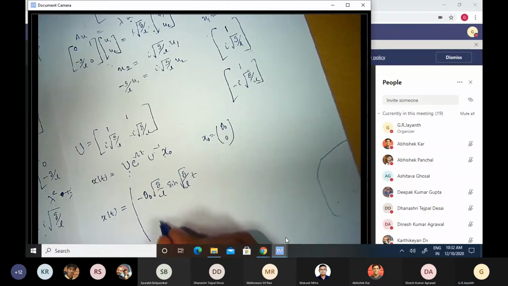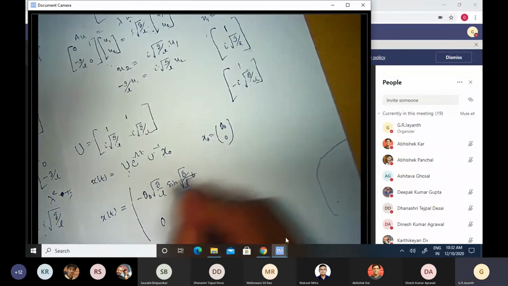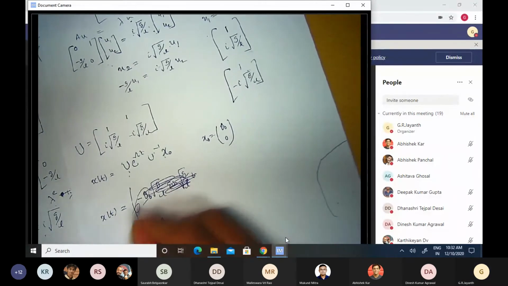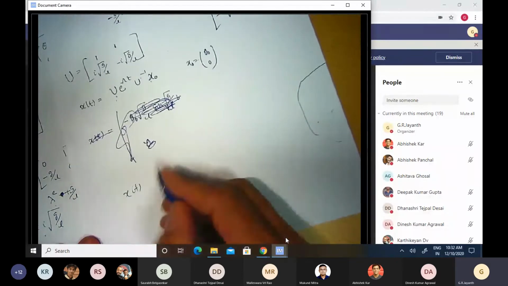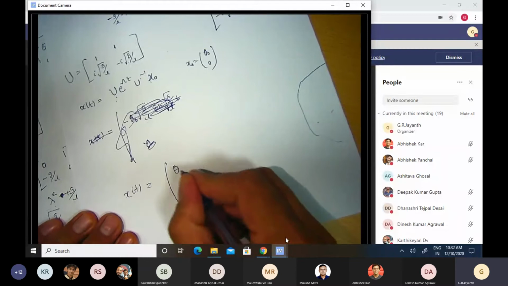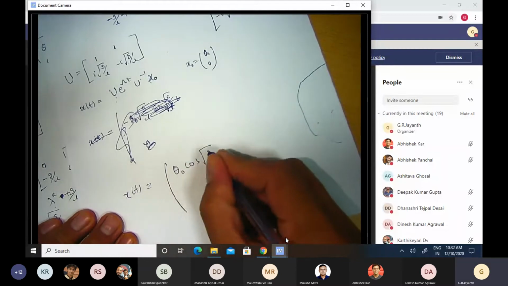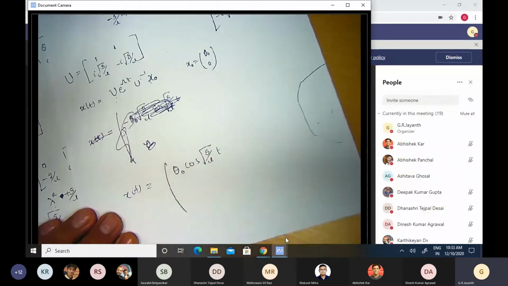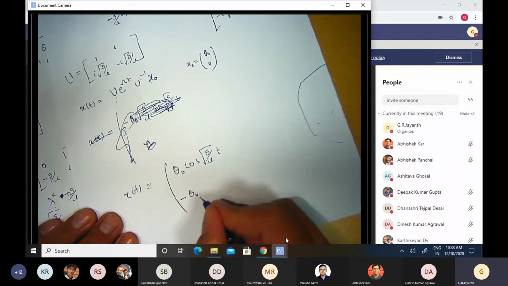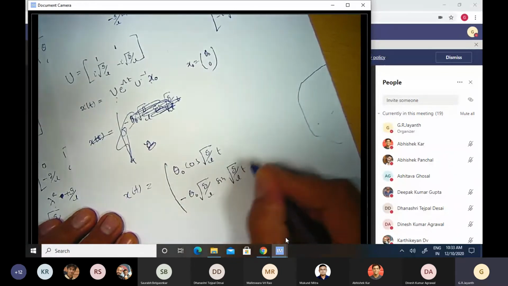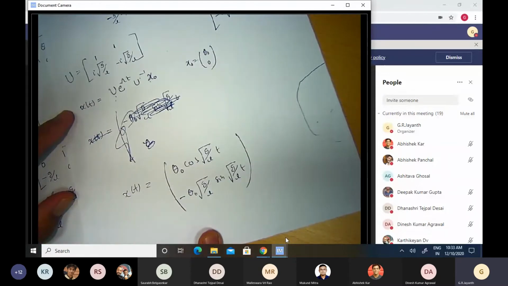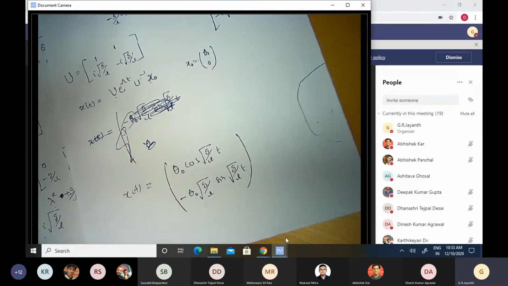Sorry, that's the velocity part. X of t will be equal to theta naught cos of root of g by L t, and minus theta naught root of g by L sine of root of g by L t. So I just need to plug in all of this and solve it to get this expression. Any questions so far?